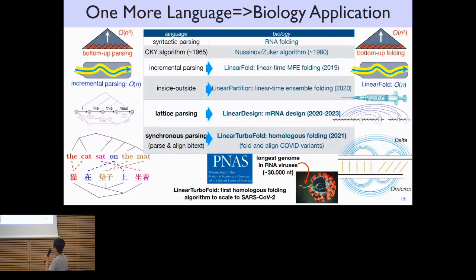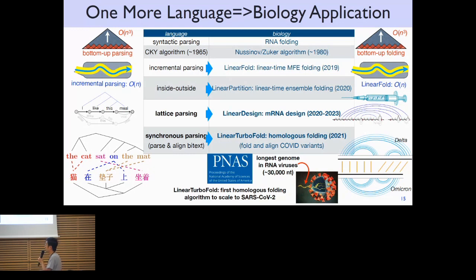And there's one more thing called synchronous parsing, which is like aligning and parsing English and Japanese, or English and Chinese translations. You can adapt this to the RNA field as synchronous folding, or homologous folding, which the first speaker briefly mentioned. For example, we have Delta and Omicron, different variants of SARS-CoV-2 or the SARS-related viruses, and we can fold and align them together, which is better than folding just one sequence alone. That we published in PNAS two years ago.